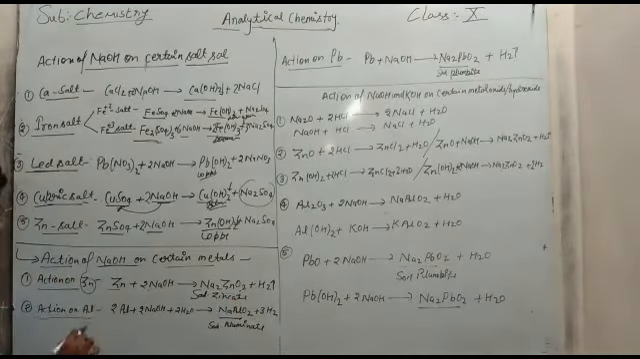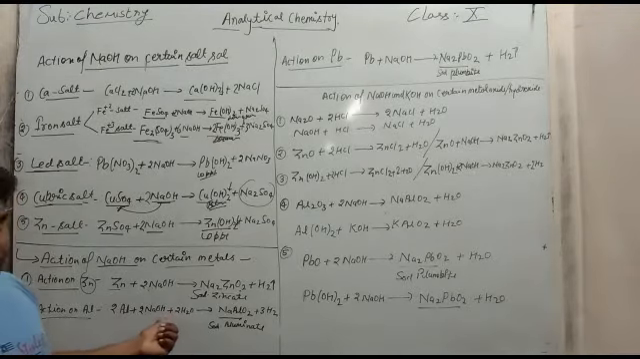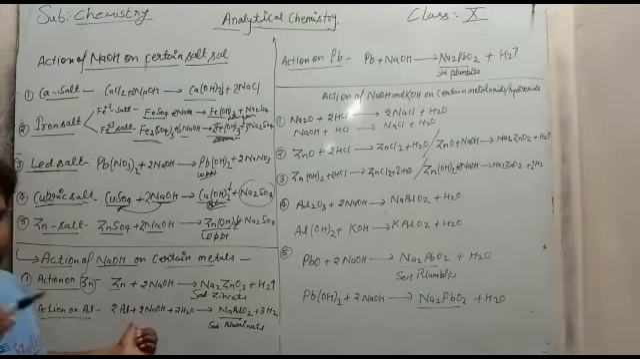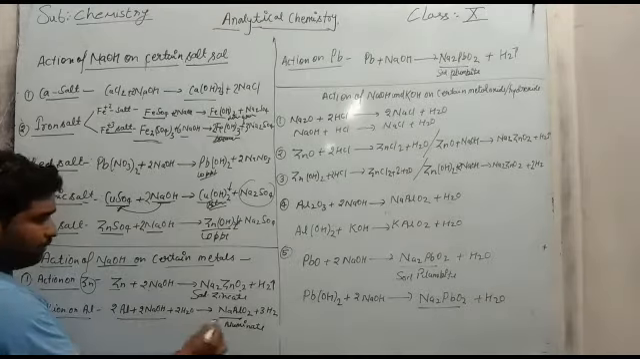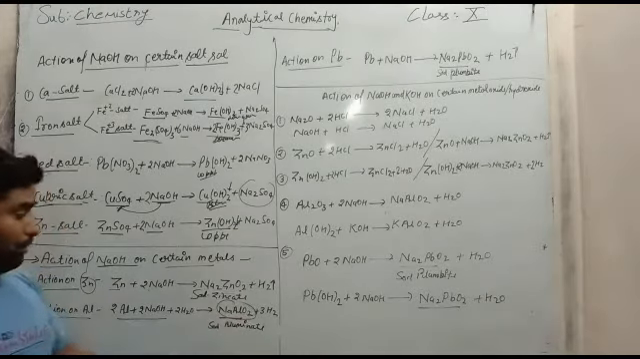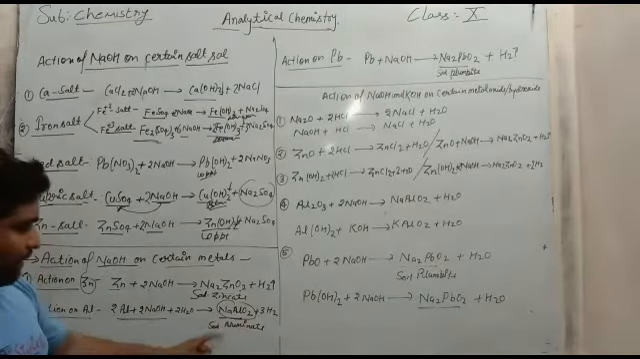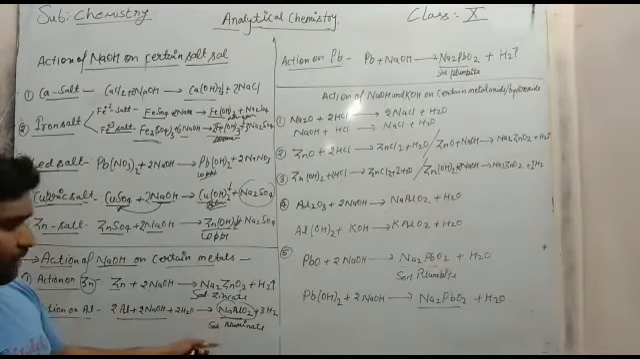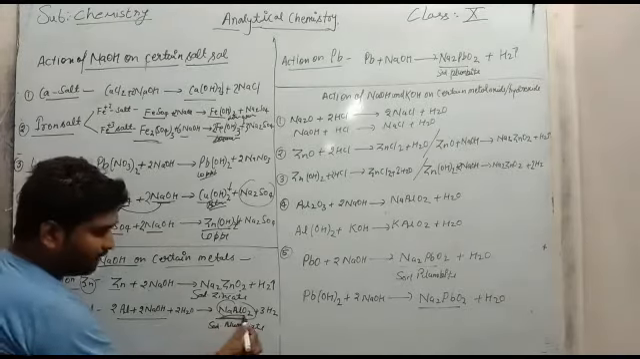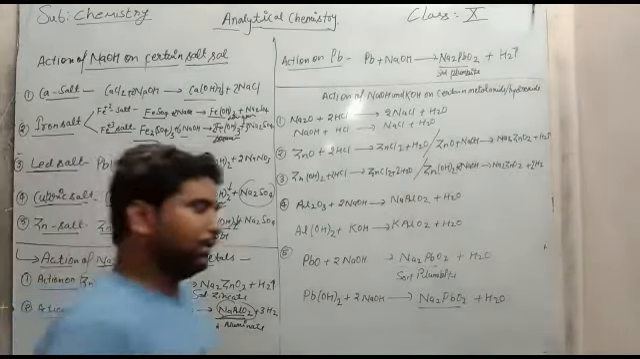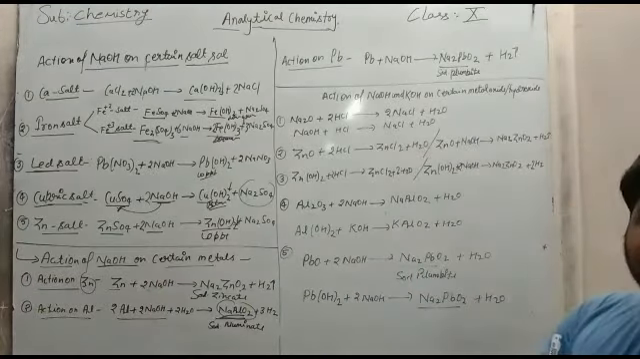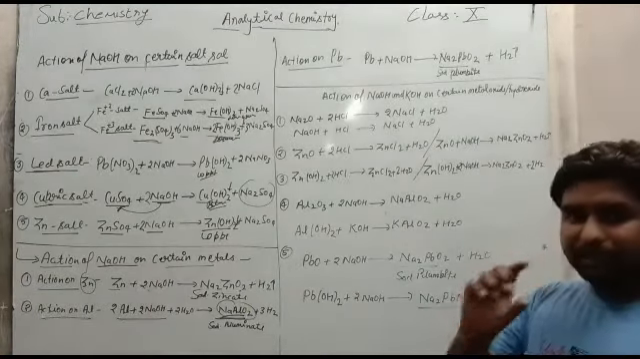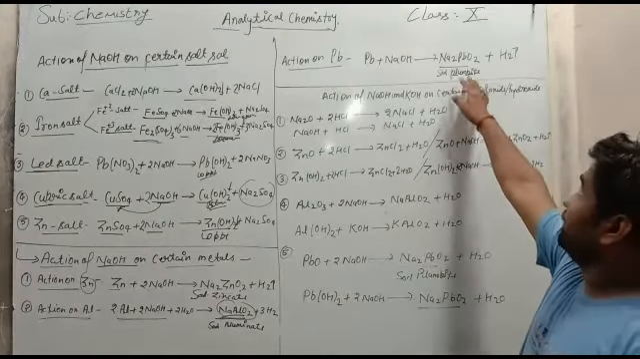Now next, action of aluminium. When aluminium reacts with caustic soda, that means the aqueous solution of caustic soda, you can say the alkaline NaOH, NaAlO2, that means sodium aluminate, is formed. This is also a colorless compound, and it evolves hydrogen gas during the reaction.